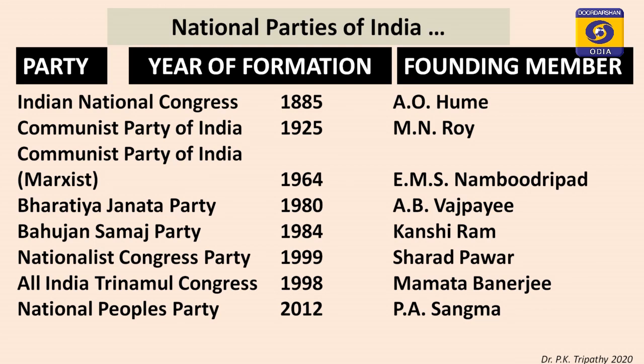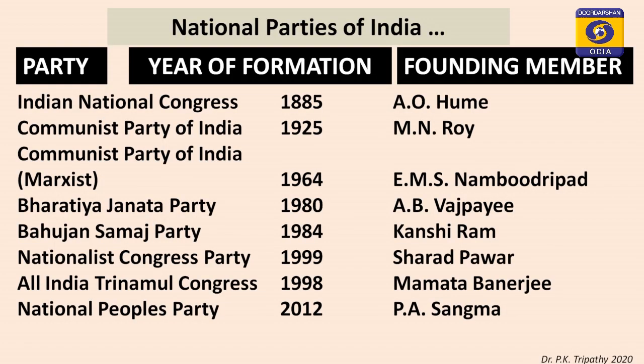The CPI underwent a split in 1964, and the party which came out of the CPI was known as CPM, Communist Party of India, Marxist. It was formed in the year 1964 and the founding members of CPM included EMS Namboodiripad, Jyoti Basu and others. Then the Bharatiya Janata Party, which was formed in 1980 by Atal Bihari Vajpayee, L.K. Advani and others.